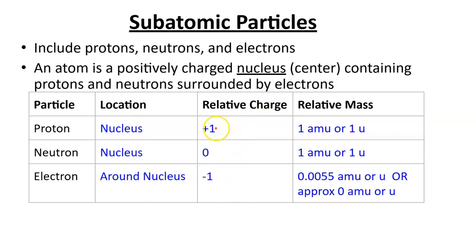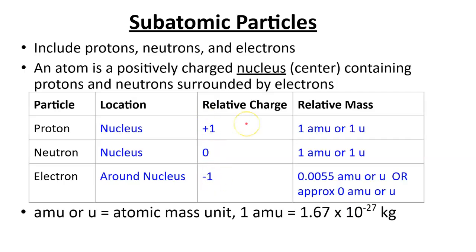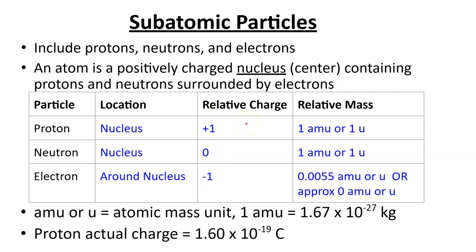So we can see the important things we want to know about each particle are their location, and then their relative charge. So protons are positively charged. Neutrons, like the word neutral, have no charge, and electrons have a negative charge. And when we say relative charge, it's relative to each other. We could also define that charge in terms of coulombs, which we don't use much, but I put it down here for you.